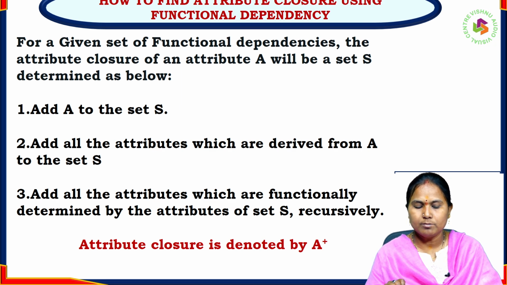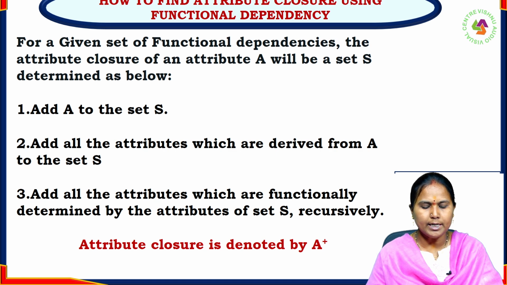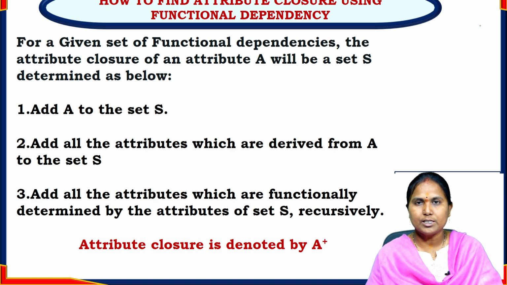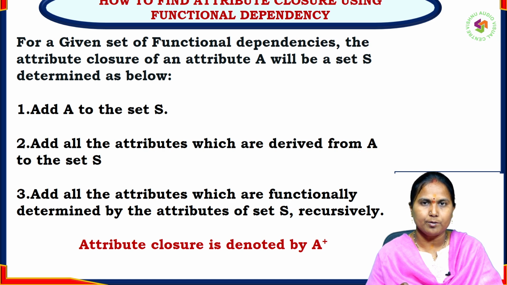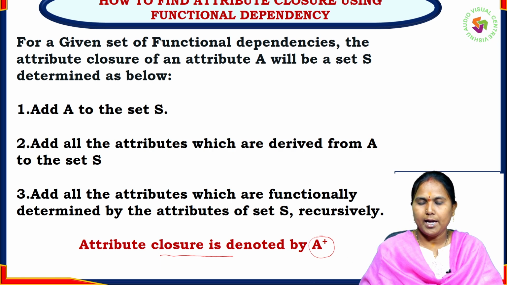Which are derived from A to the set S. So according to the example, I will explain. Add all the attributes which are functionally determined by the attribute set of S. This process is recursively repeated multiple times to find the closure of that particular attribute. This concept is called attribute closure, which can be denoted with A plus. Attribute closure is defined by the A plus.